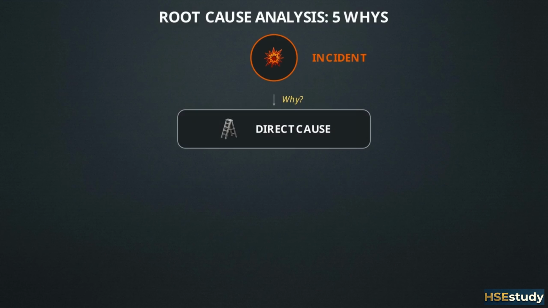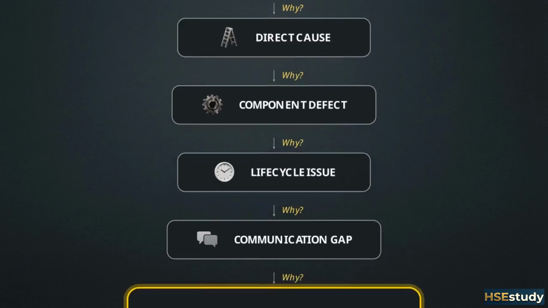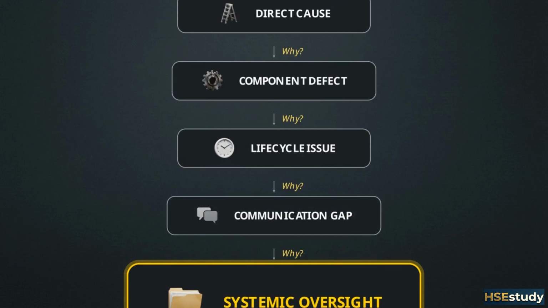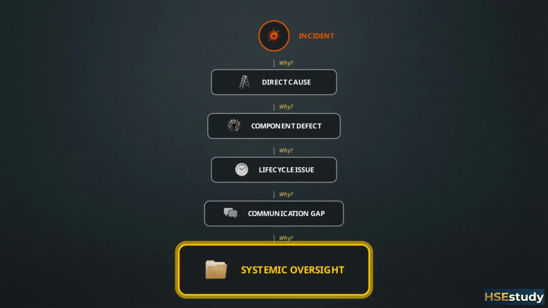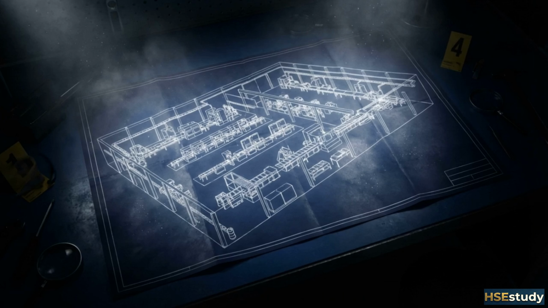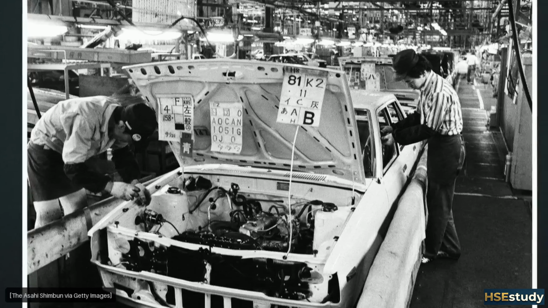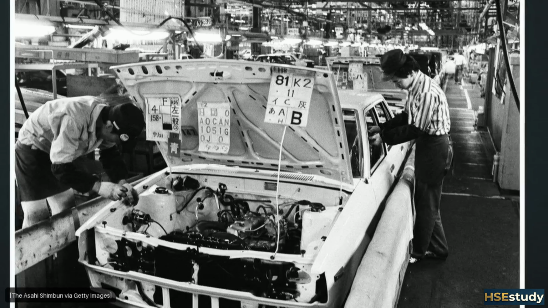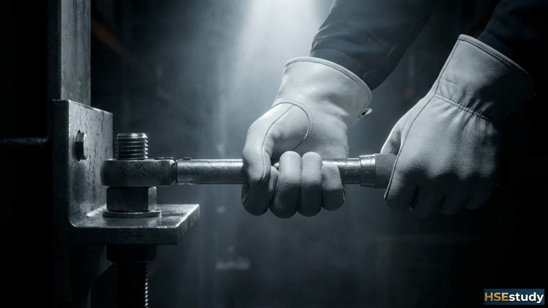Why did the worker fall? The ladder slipped. Why? The foot was missing. Why? It wore out. Why wasn't it replaced? It wasn't reported. Why? The maintenance schedule was abandoned. This approach emerged from industrial engineering traditions. It was popularized by the Toyota Motor Corporation as a primary tool for quality control and error prevention on the assembly line. Step 5 involves corrective actions.